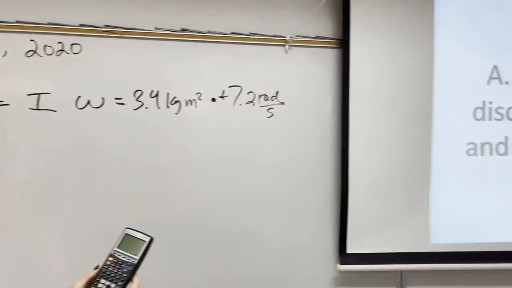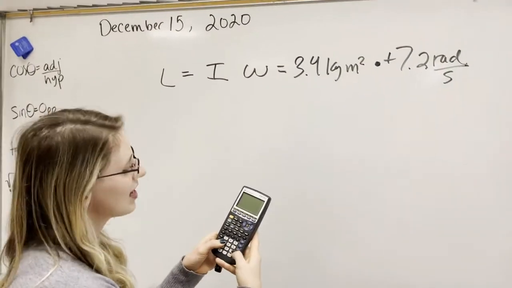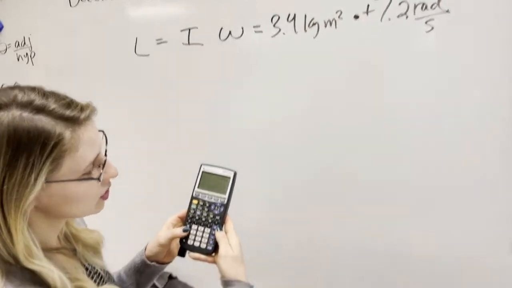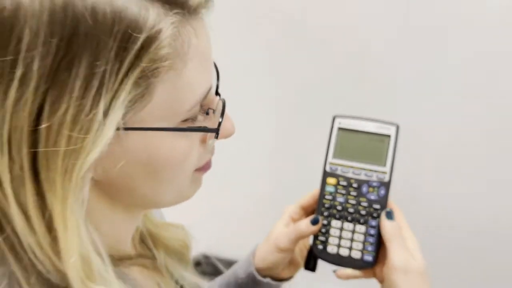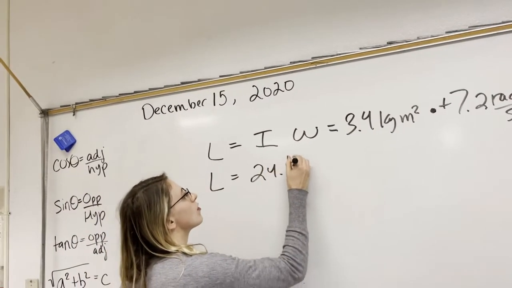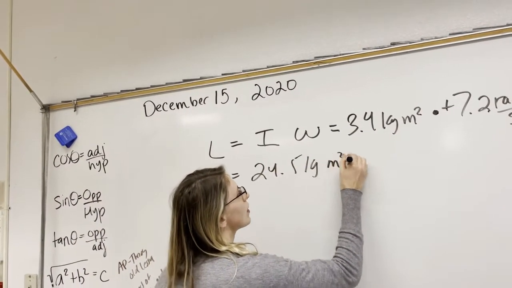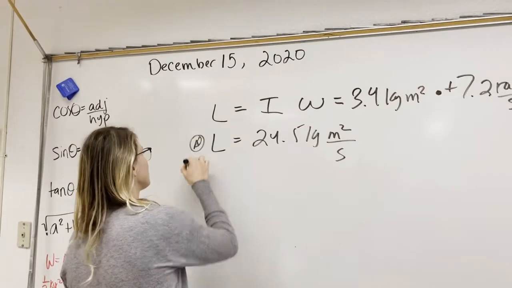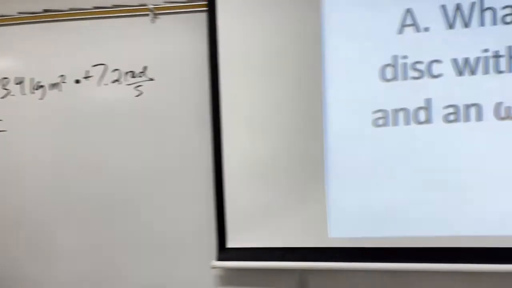I will survive. Okay, 3.4 times 7.2, and I get, we'll call it, 24.5 kilogram meters squared per second. Okay, so that was for A. Let's go ahead and take a look at B.